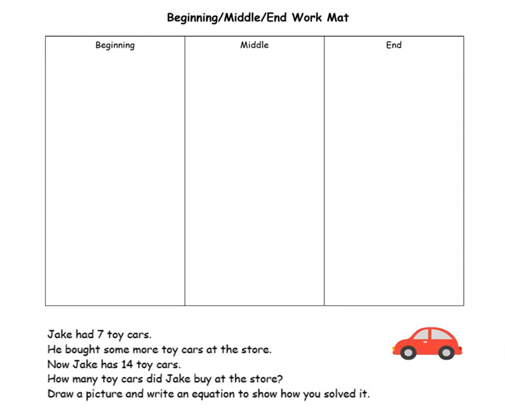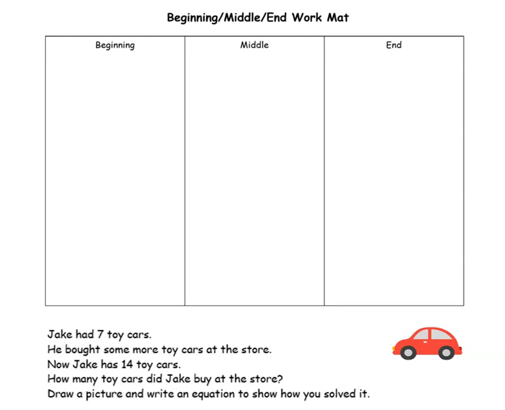Next we have Jake had some toy cars, and he bought some more toy cars at the store. Now he has even more toy cars. How many toy cars did Jake buy at the store? So let's read this again with our numbers. Jake had 7 toy cars. He bought some more toy cars at the store. Now Jake has 14 toy cars.